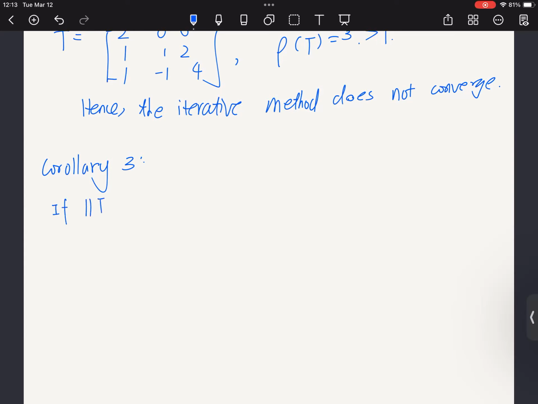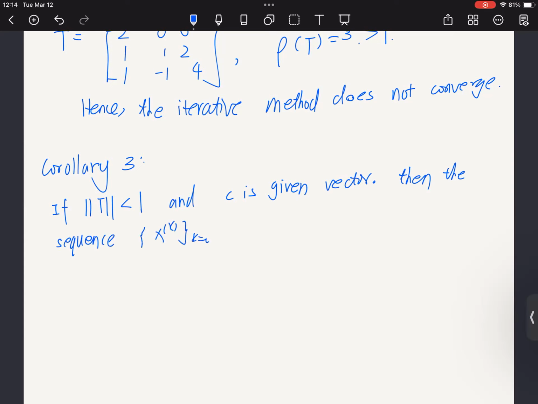So if this norm could be any norm, it could be the infinity norm of the matrix, it could be the L1 norm, and it could be the L2 norm. It could be any matrix norm, and it is smaller than 1, and C is a given vector. And then we have the sequence. This sequence is defined by the iteration xk equals T x(k-1), this is the iteration through here, plus C, and then it converges.